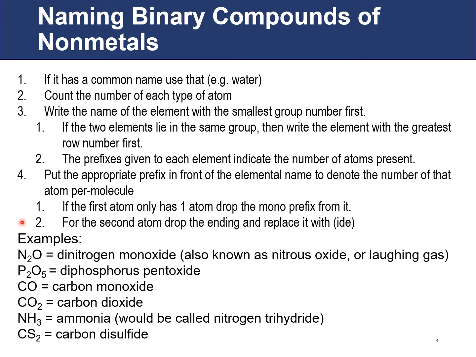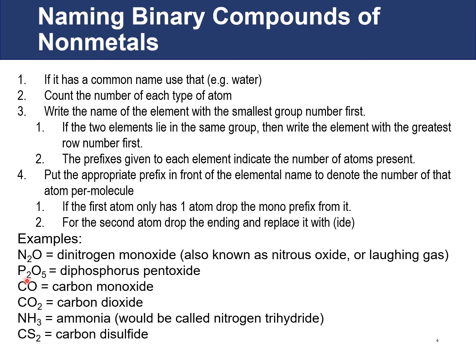For the second atom, we will again be dropping the ending and replacing it with "ide," similar to how we did with ionic compounds. So looking at a couple examples, N2O, we have 2 nitrogens, so it gets the di prefix, 1 oxygen, so it gets the mono prefix. So this would be dinitrogen monoxide, though this is also known as nitrous oxide or laughing gas.